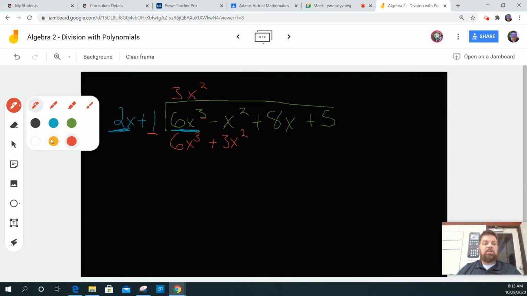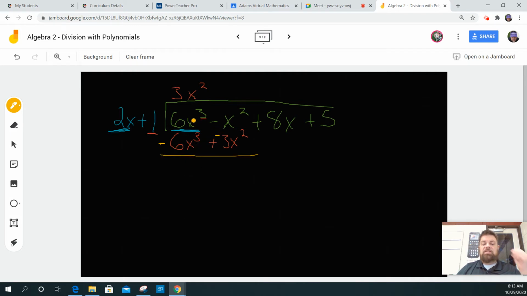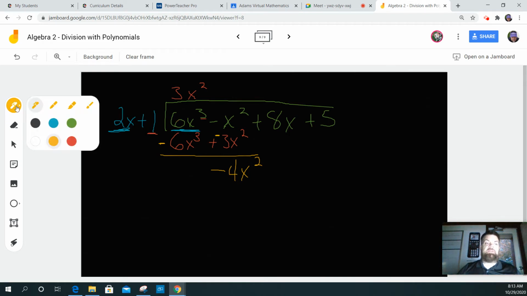Now, the interesting thing is that normally when you do long division, then I got to subtract these terms. So then 6x cubed minus 6x cubed is 0. But now I've got negative x squared minus 3x squared, which is a negative 4x squared. Okay. So now I've got to think to myself, what do I multiply 2x by to get negative 4x squared? And I'm going to drop down either this 8x or the 5, depending on how this multiplies out.